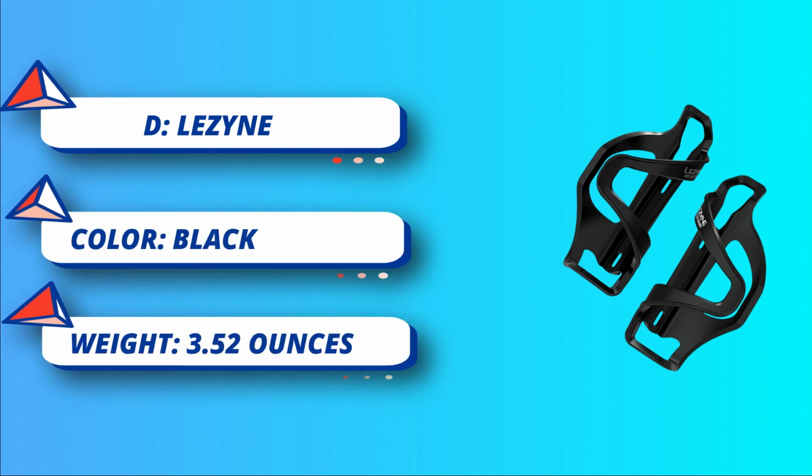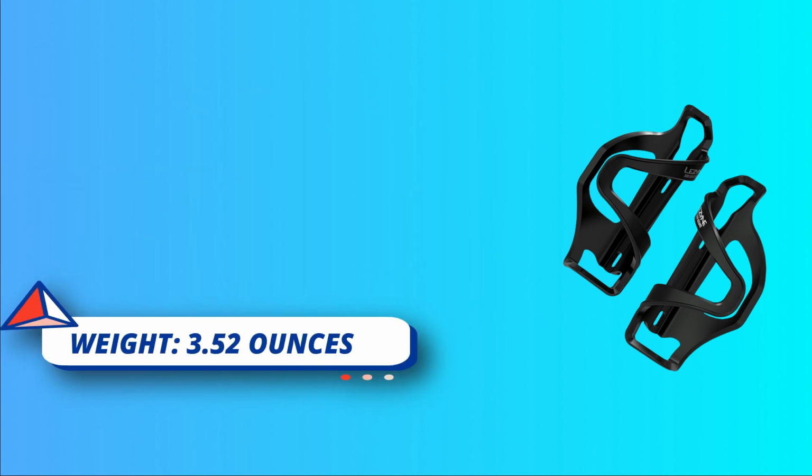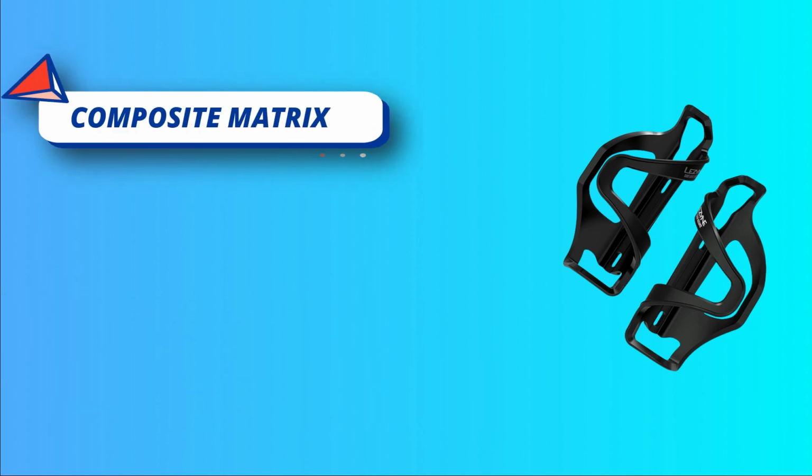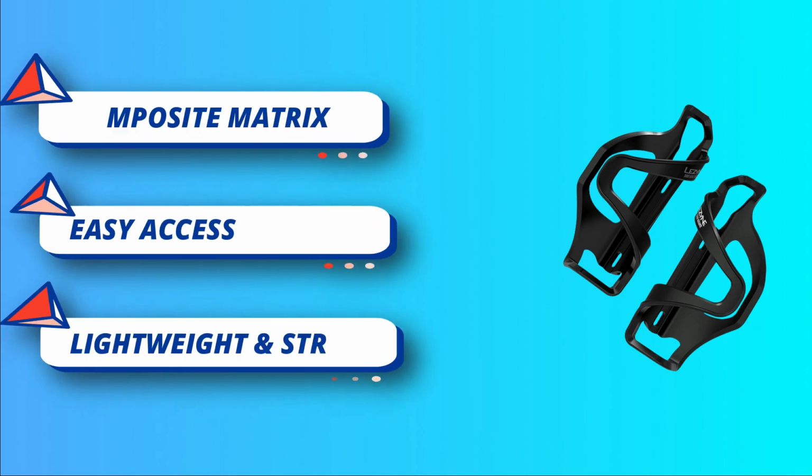Fine-tune the position. Oval mounting holes allow fine-tuning of the bottle cage position on the frame for better bottle fitment and ergonomics. Sold as a pair, they come with a left and a right side bottle cage.